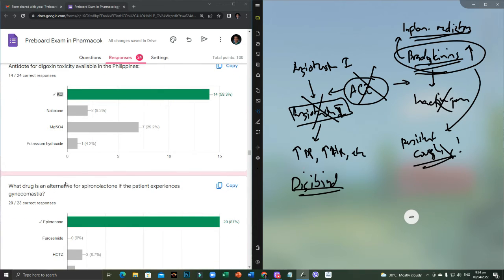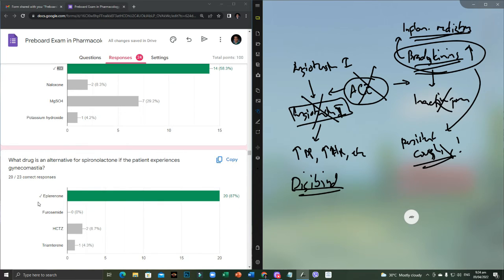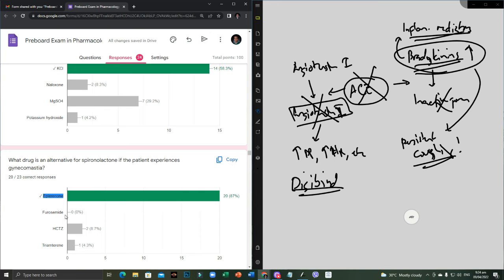Next one. What drug is an alternative for spironolactone if a patient experiences gynecomastia? So very good. Eplerenone is the option here.